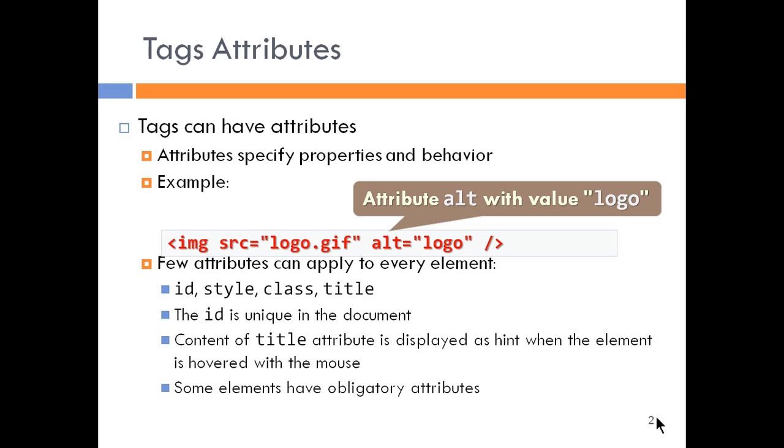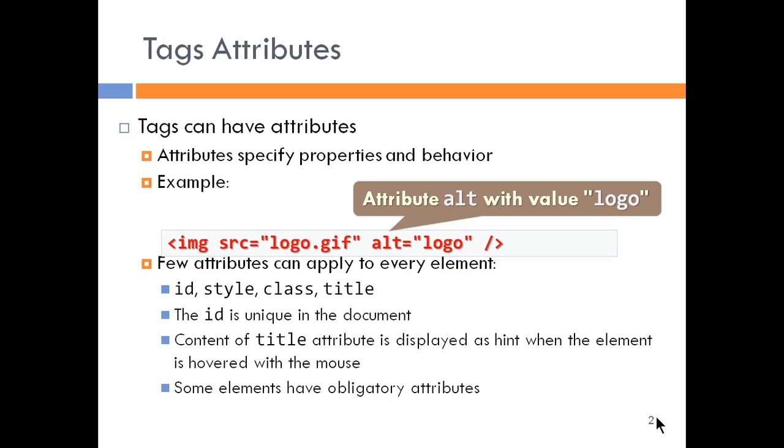Few attributes can apply to every element. There are some attributes that can be applied to every element. That is ID. This is one of the attributes. Then style, class, title. So these are some of the attributes that can be applied to every element. The ID is unique in the document. Keep this in mind. The ID is unique in the document.